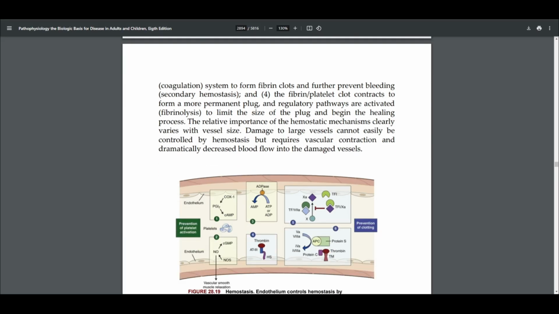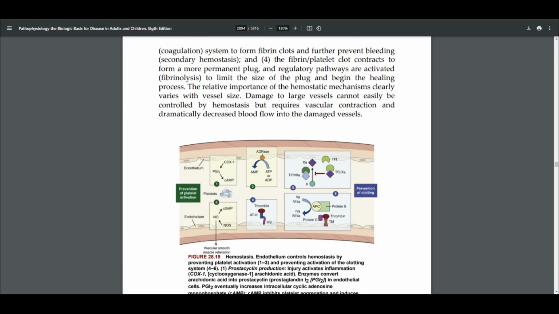And then the last portion, the fibrin platelet clot, contracts to form a more permanent plug, and regulatory pathways are activated to limit the size of the plug and begin the healing process. The relative importance of the homeostatic mechanisms clearly varies by vessel size. Damage to large vessels cannot easily be controlled by homeostasis, but requires vascular contraction and dramatically decreases blood flow into the damaged vessel.